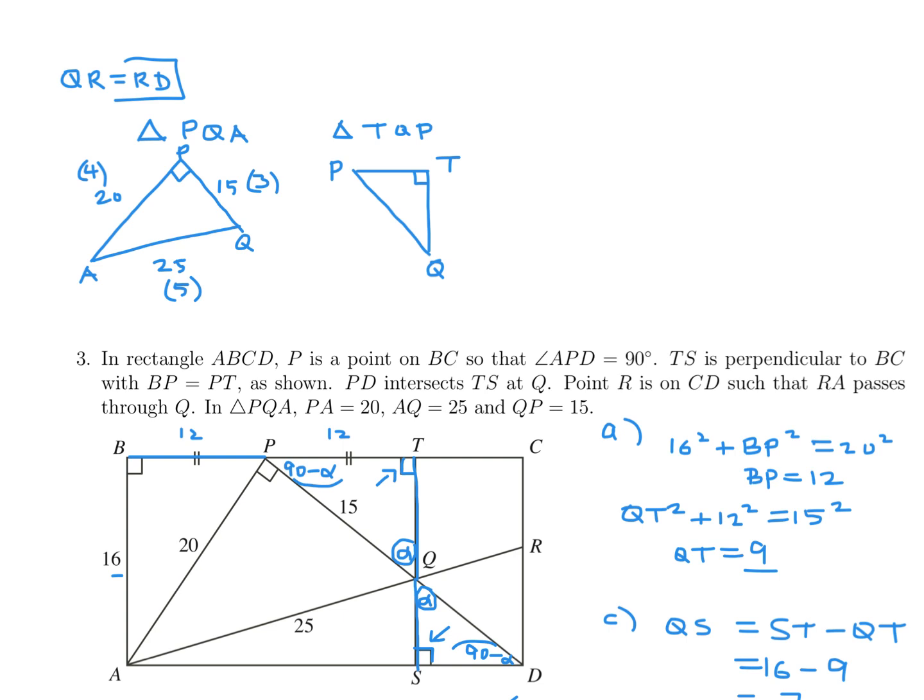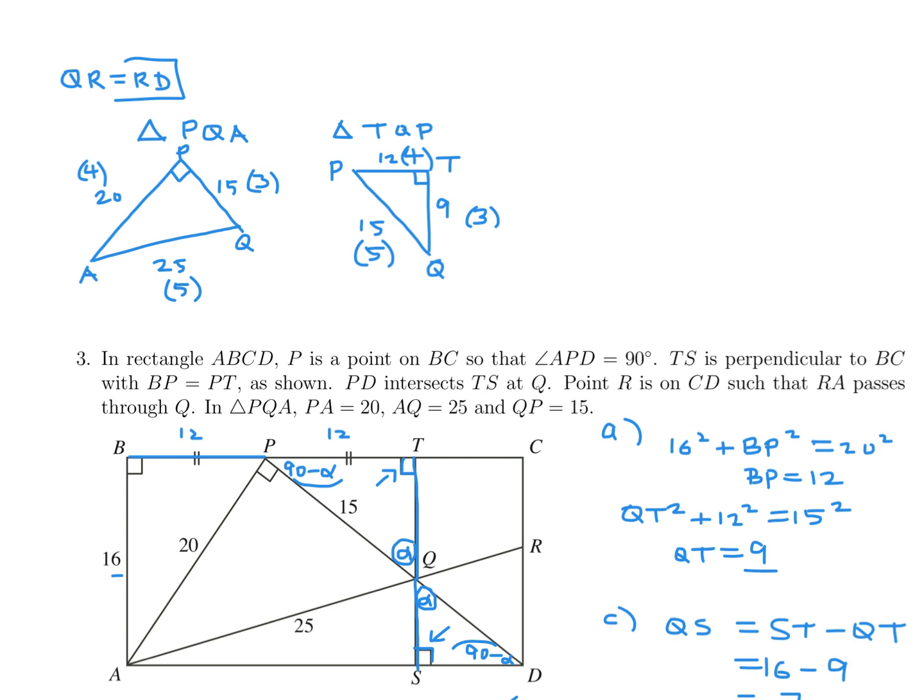If I look at the sides, this is 12. TQ we had figured out was 9, right? And then PQ was 15. So this is also a 3, 4, 5 triangle. So because the sides are the same, the angles will be the same.